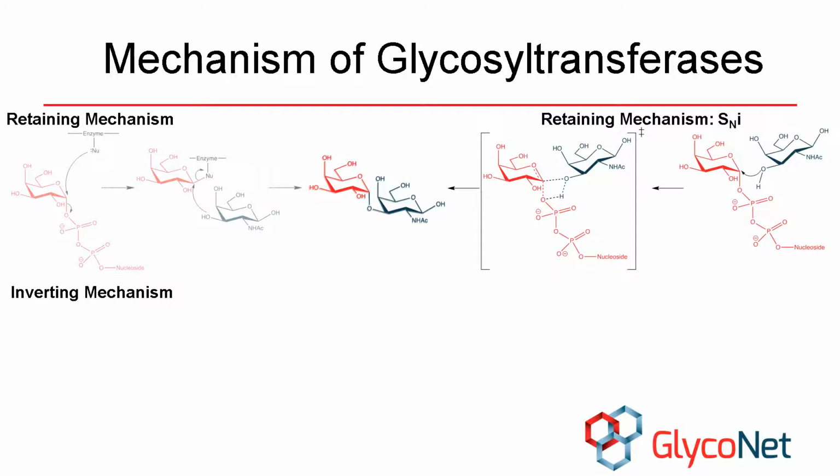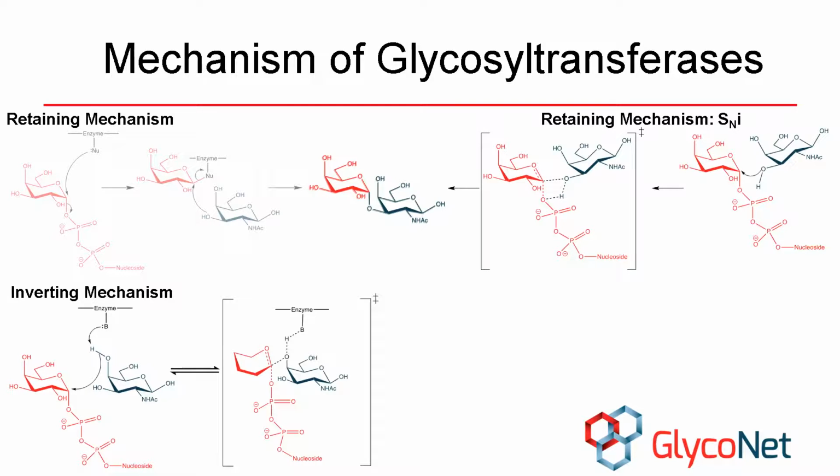The inverting mechanism involves a basic residue on the enzyme which deprotonates the glycosyl acceptor, allowing for nucleophilic attack on the glycosyl donor in an SN2 reaction that results in the inversion of stereochemistry at the glycosyl donor.